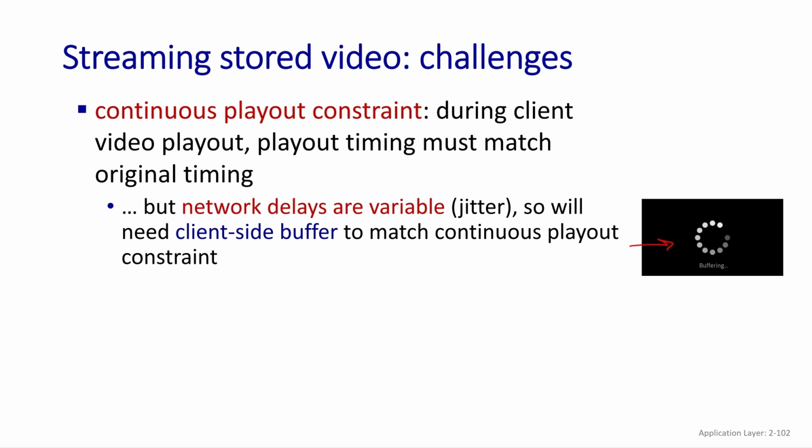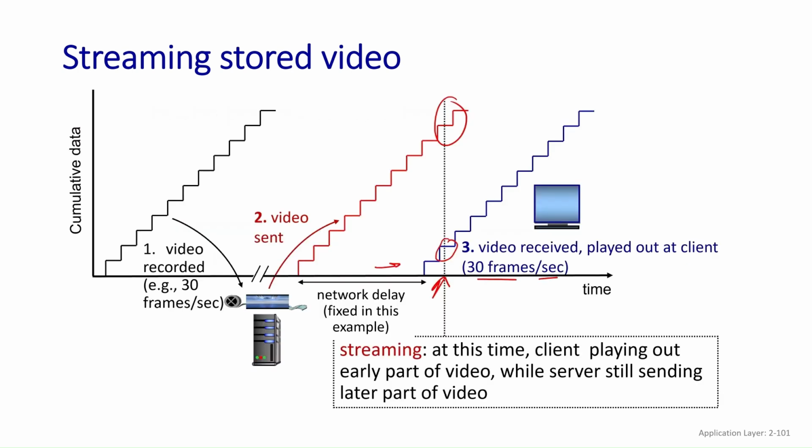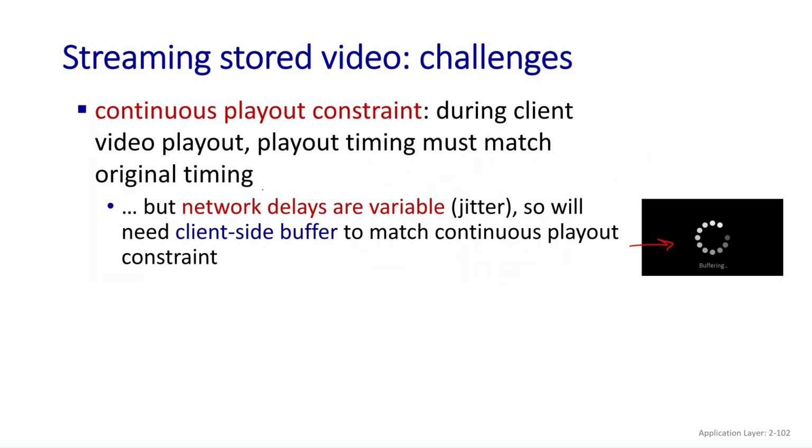That the playout timing must match the original timing. And if there is a mismatch because of the delay, we may see a screen like this, where the client needs to buffer so that the client can fulfill this constraint, which is the continuous playout constraint. But there are other challenges as well.